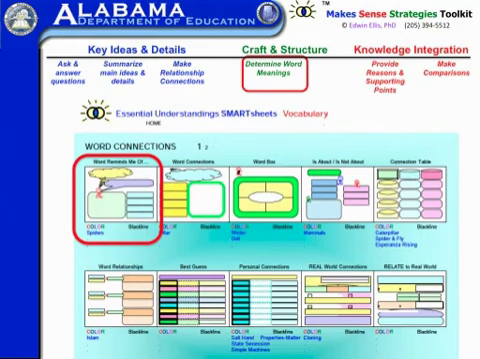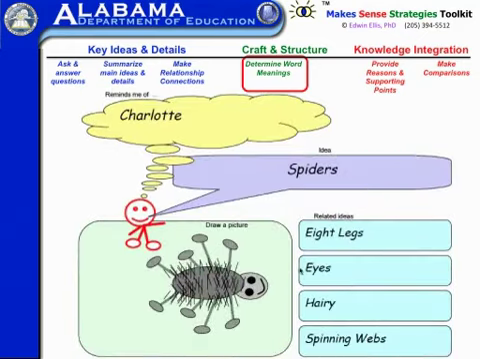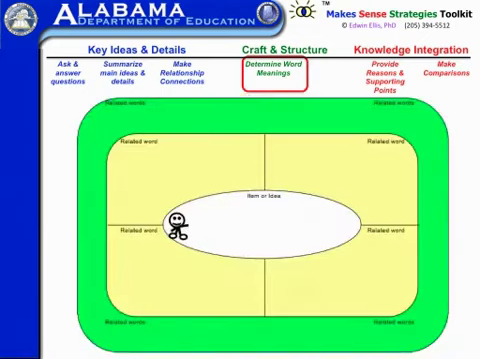If you take a look at a sample of that, what you have is the basic idea or the word that you're teaching about. In this case, it reminds me of Charlotte, as in from Charlotte's Web. Related ideas: it has 8 legs, eyes, it's hairy, it spins webs, and so forth, and then draw a picture. So it's really basic. It's basically what's the gist and details and what does it remind you of.